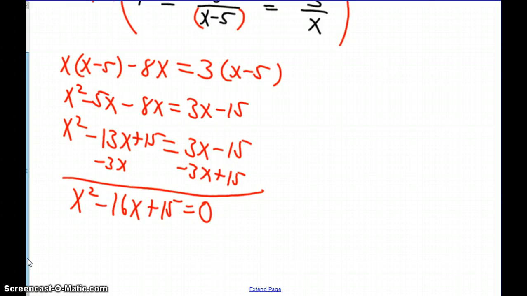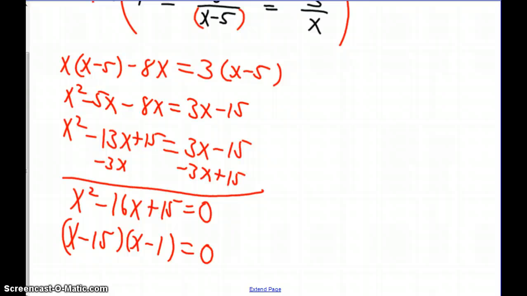Everybody good so far? Okay, all right, now tell me this. What two numbers multiply to give you 15, but add to give you negative 16? Negative 15, negative 1. It's like baby math, okay, for you guys. And sure, that's what you're seeing. They're factors: x minus 15, x minus 1 equals 0.